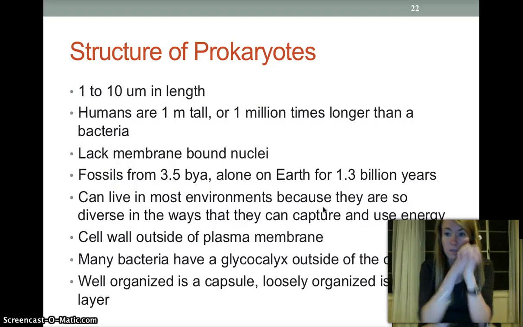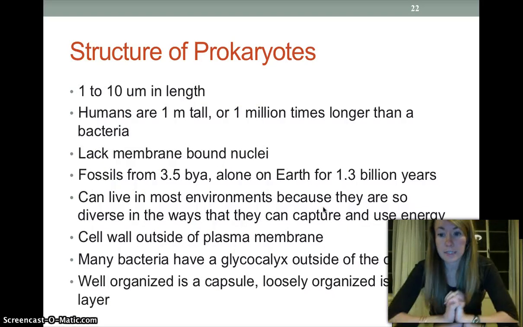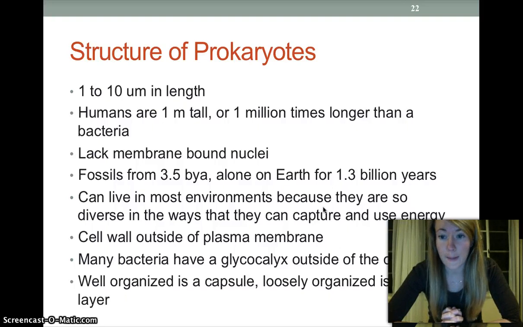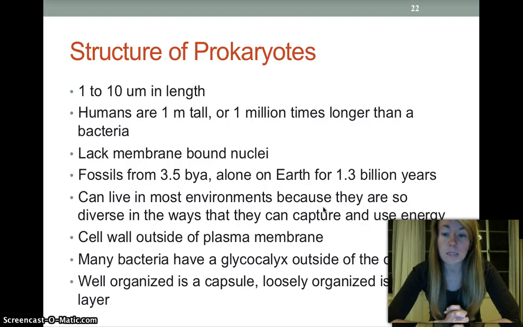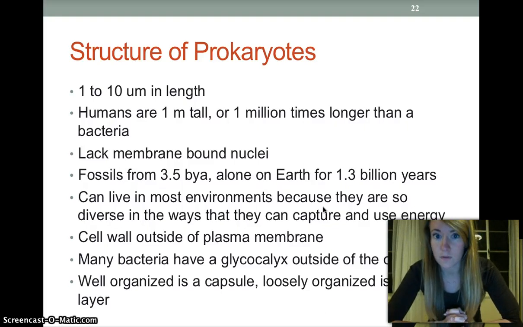So let's talk about the structure of prokaryotes. They are very, very small, about 1 to 10 micrometers in length. That's what that little U means, micrometers. To put this into perspective, as your textbook does, humans are about 1 meter tall, which is about 1,000,000 times longer than a bacteria. So that's pretty small.